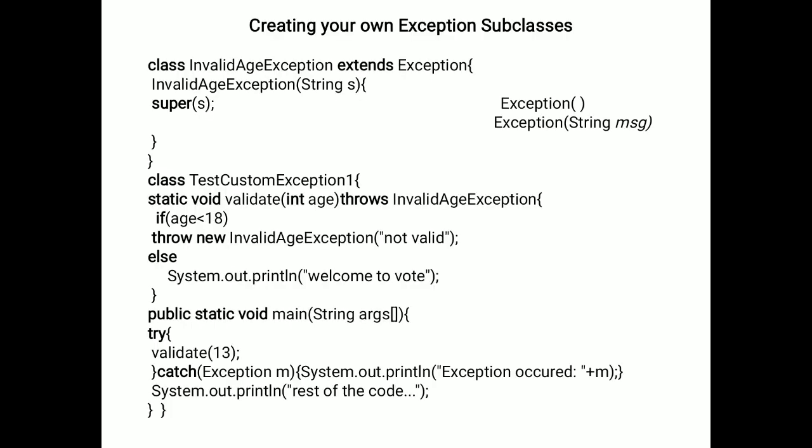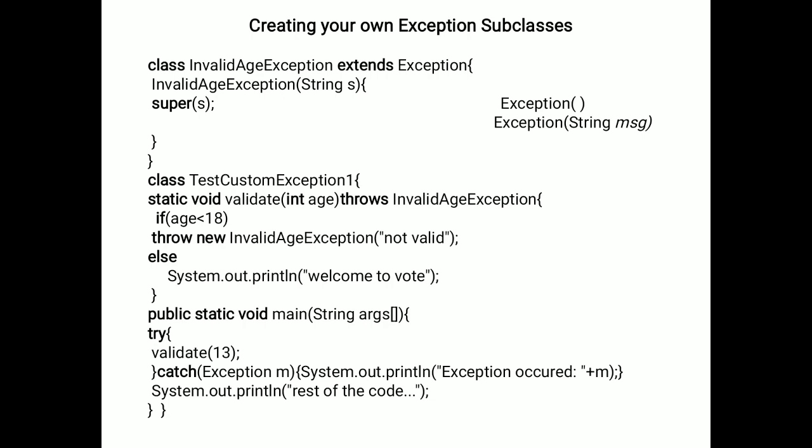Creating your own exception subclass indicates that you can create your own exception subclass. That exception must be a subclass of the class called Exception. So now I am creating a class, InvalidAgeException. I am creating my own class called InvalidAgeException extends Exception. That indicates that I am creating an exception, InvalidAgeException, but that class must be a subclass of the class called Exception.